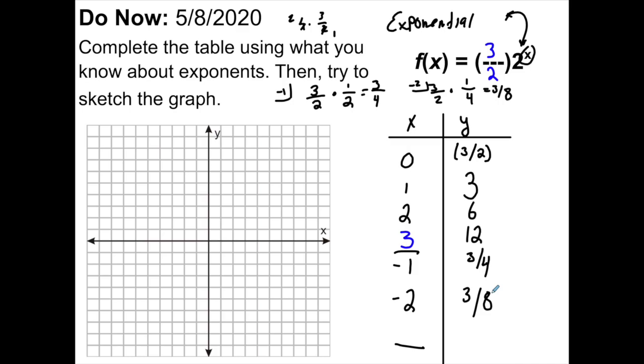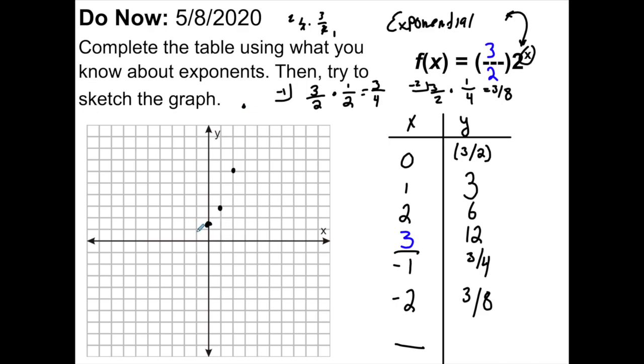Multiplying one way, dividing the other way. Okay, so let's go ahead and make a graph here. So we have 0, 3 halves, and 3 halves is basically 1.5. Maybe you're starting to see some pattern with the role that 3 halves plays in the graph. We have 1, 3. We have 2, 6. And we could try to squeeze in 3, 12 if we wanted to.